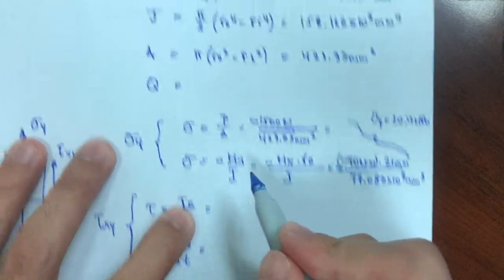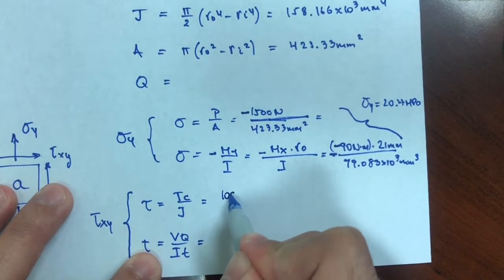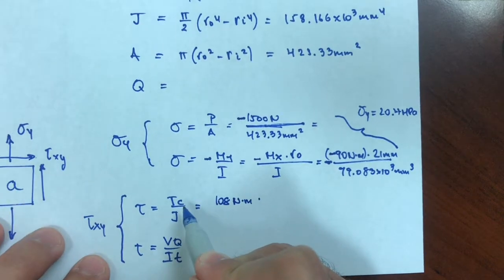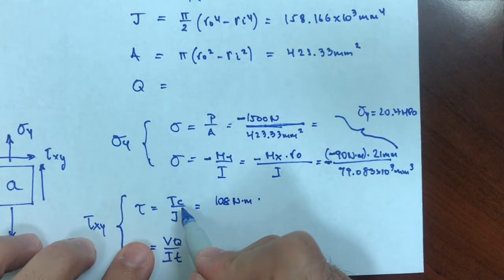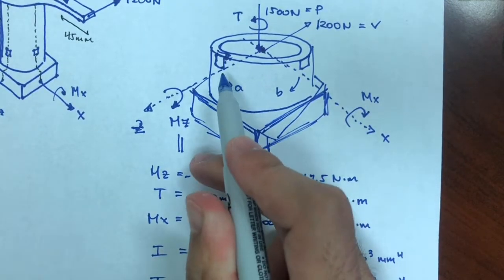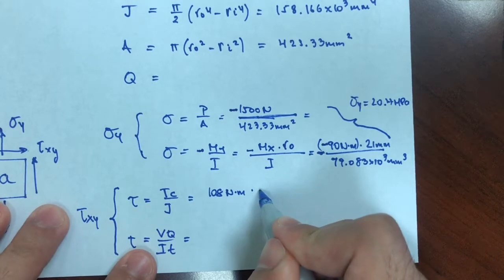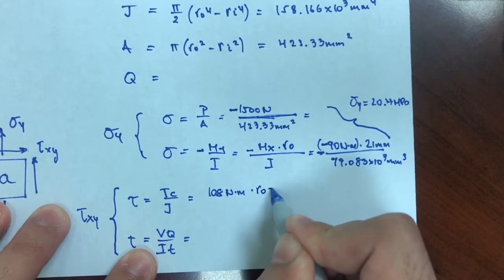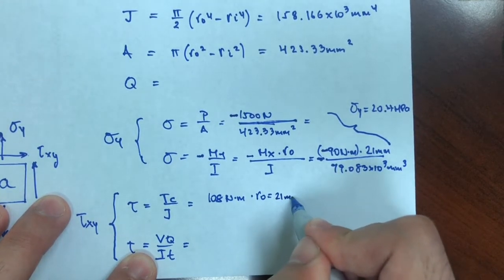So T had a positive value here, 108 Newton meter. C is the distance from the center to where I'm calculating the stress, and the stress is being calculated on the surface, both for A and B. I'm worried about A for now. So this would be the radius, outer radius. So outer radius equals a positive value, 21 millimeters.